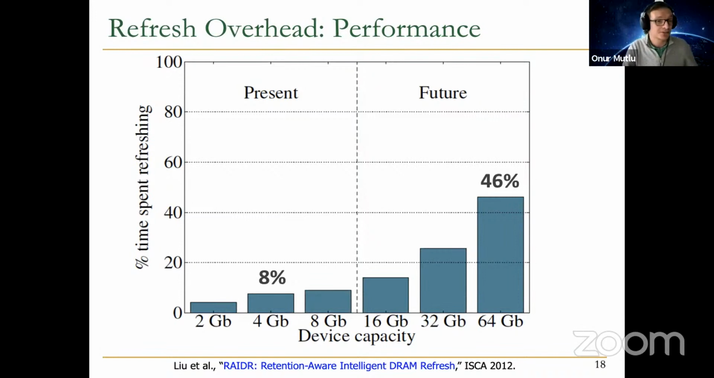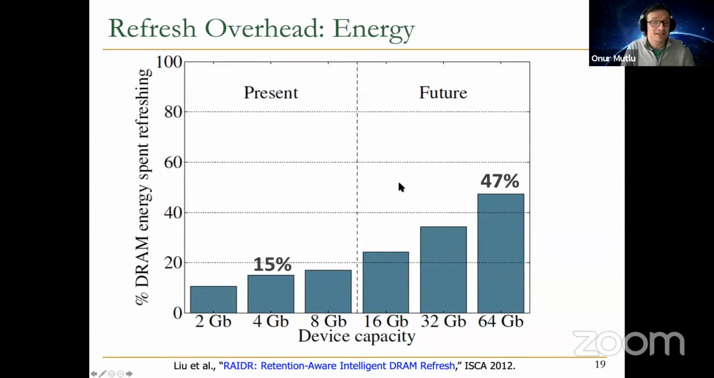Now, this doesn't sound good, right? Basically, half of the throughput of the DRAM chip is wasted on refresh. So clearly, we don't want that. This is not an efficient system, let's say. Okay, now let's take a look at the energy overhead.